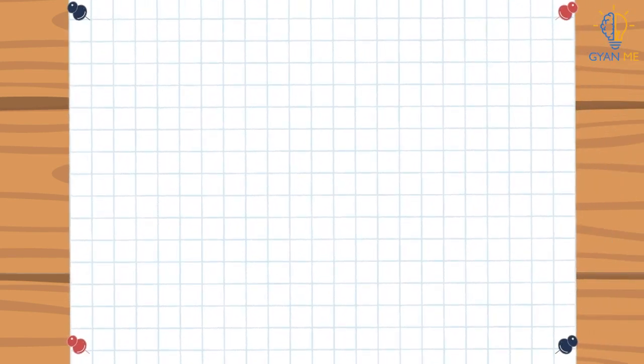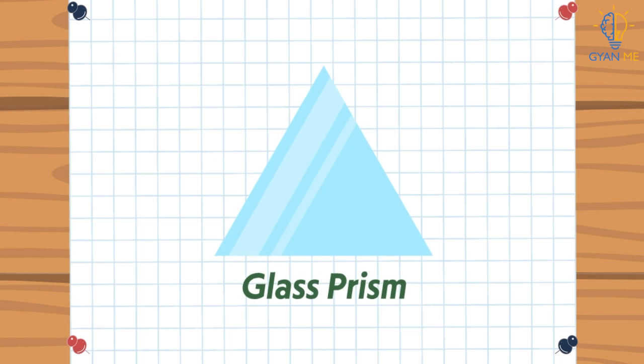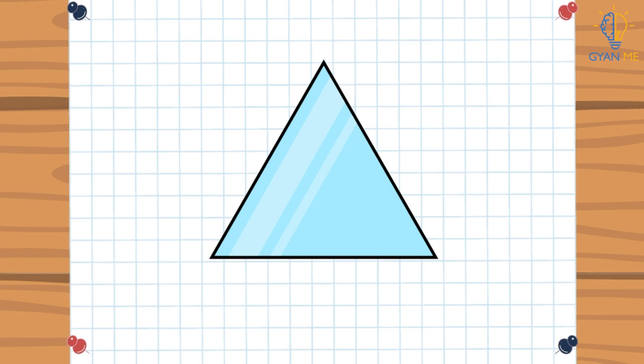Fix a sheet of white paper on drawing board using drawing pins. Place a glass prism on it in such a way that it rests on its triangular base. Trace the outline of the prism using a pencil. Name its vertices A, B and C like this.